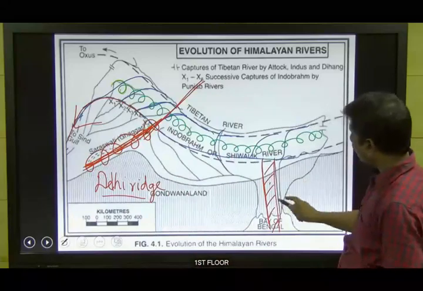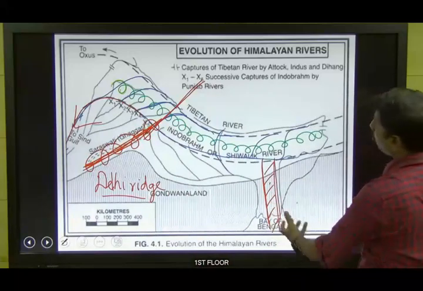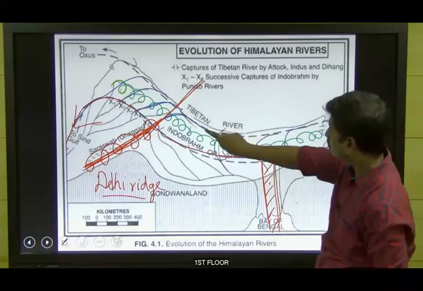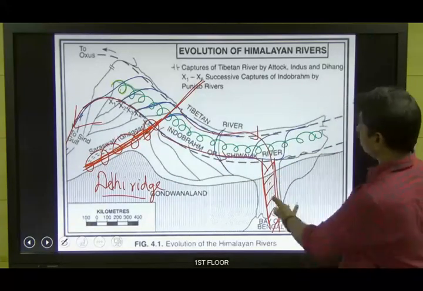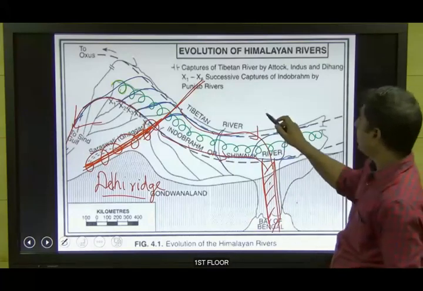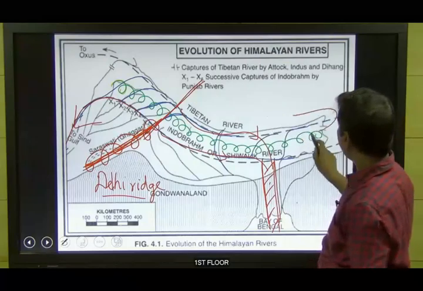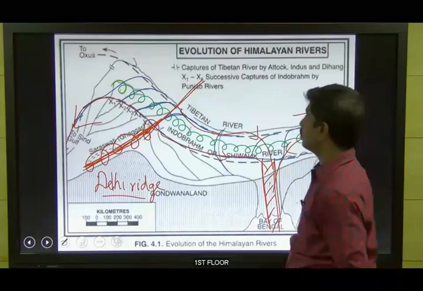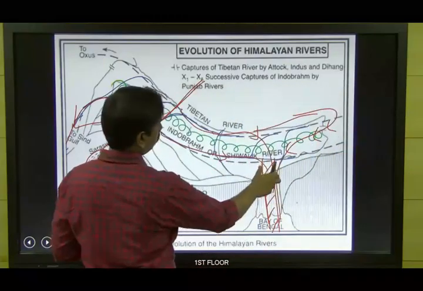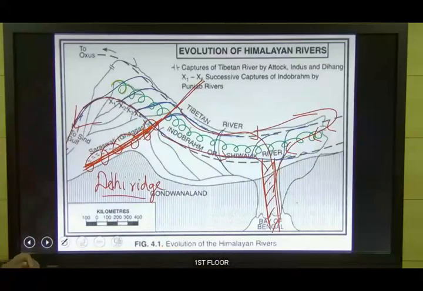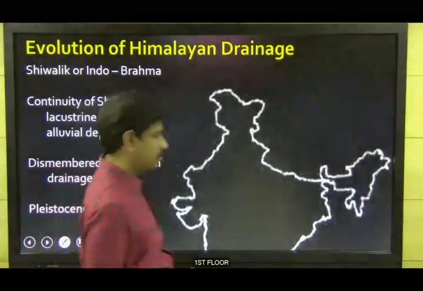Since a bottom, a downslope, was created here, this side river started flowing into the gap, the Malda Gap. And whichever rivers beyond this also came and fell into the Malda Gap, like this. Because of this gap, it was dismembered into three. Okay, now we will go and check the slide.